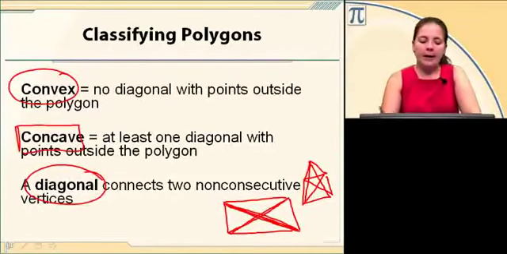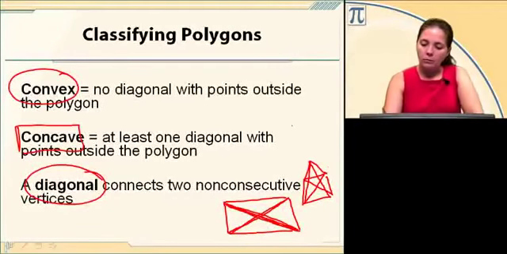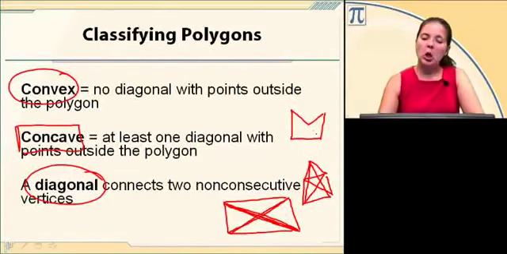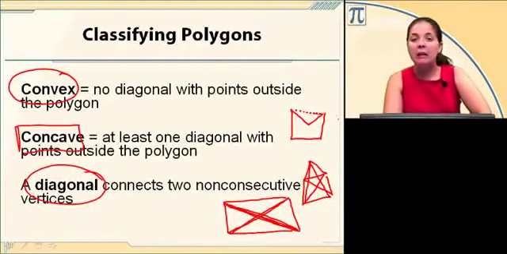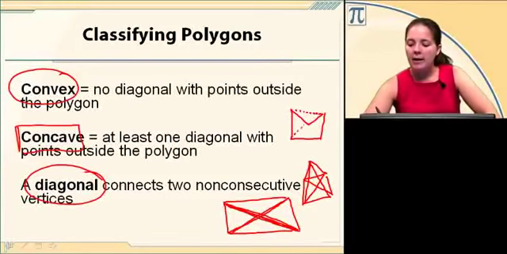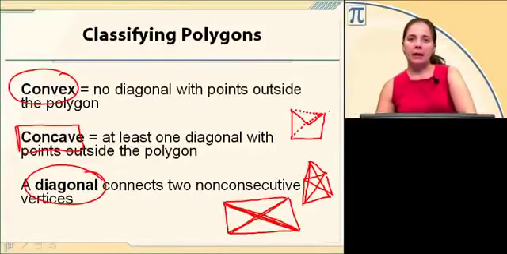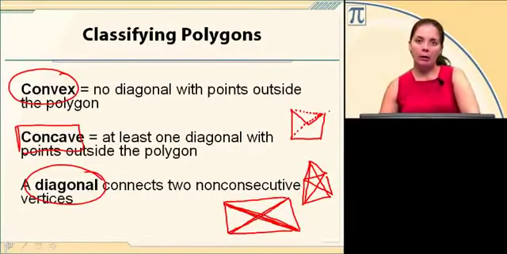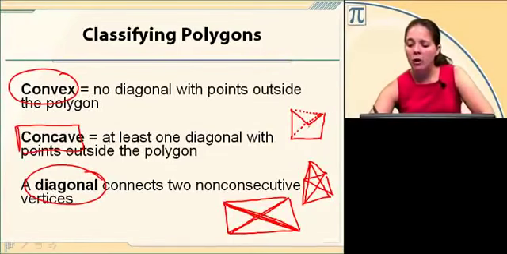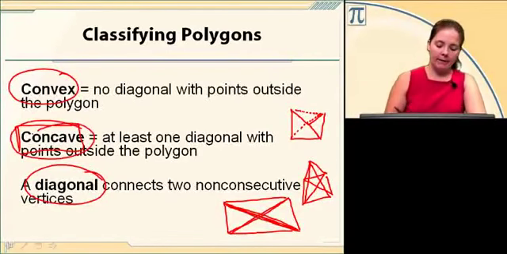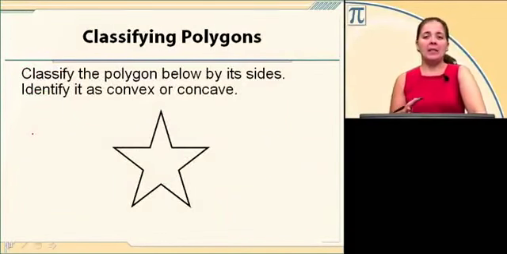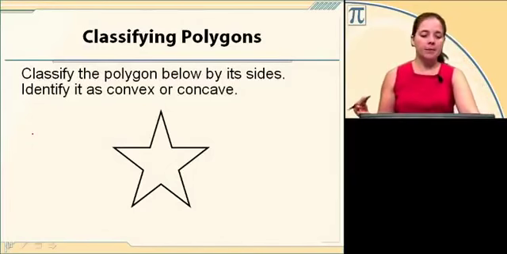An example of a concave polygon. That's a concave polygon. I have these diagonals. This diagonal happens to be completely on the outside. If any part of the diagonal is on the outside, it is a concave polygon. Even though you have diagonals on the inside, it just takes 1 point of one diagonal on the outside to make it concave.